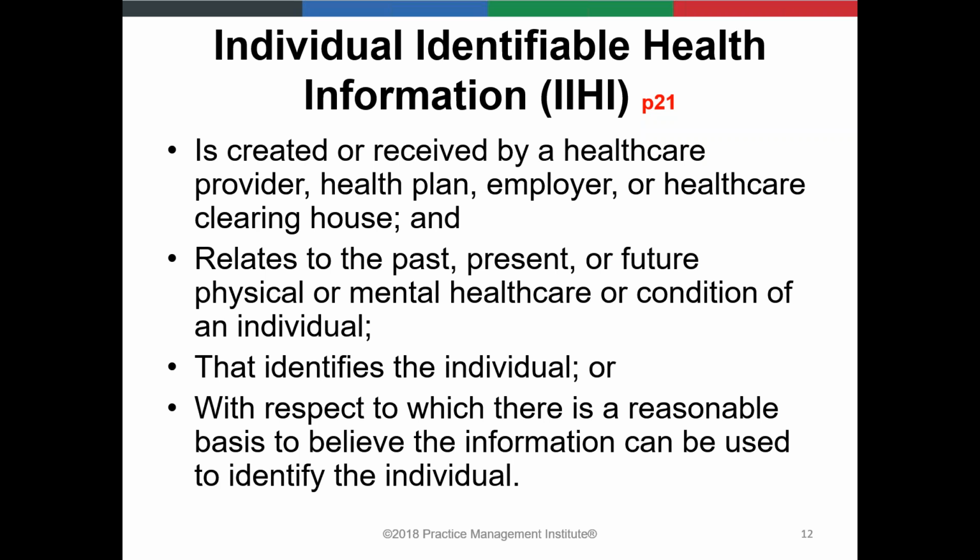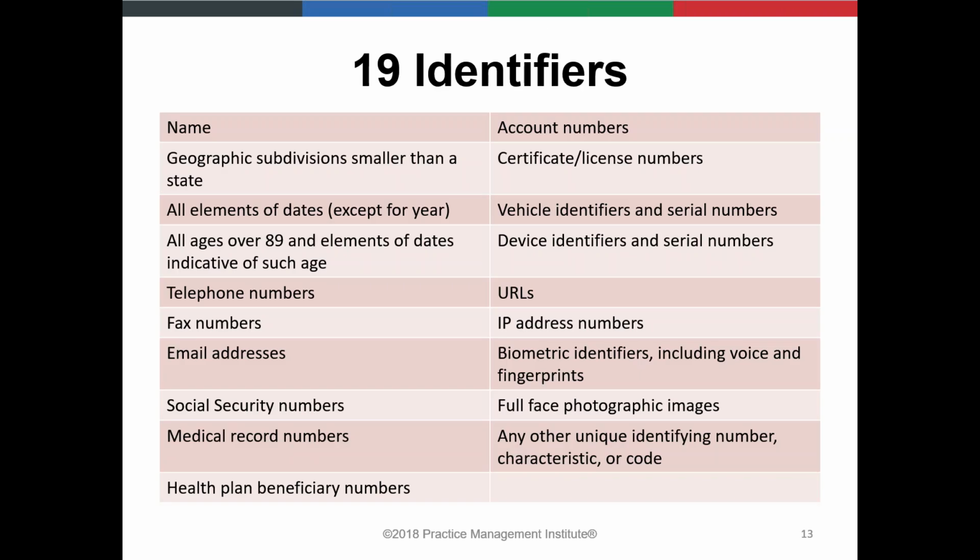So IIHI is considered to be so if it's created or received by a provider, health plan, employer, or clearinghouse, relates to past, present, or future physical or mental health care or the condition of an individual, information that somehow identifies the individual, or with respect to which there's a reasonable basis to believe the information can be used to identify the individual, okay? And these are your identifiers, okay?